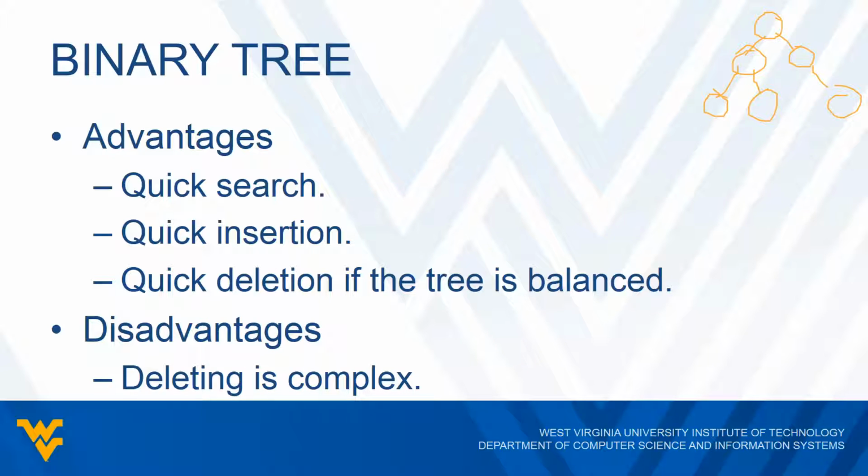Like in this particular example, let's say I delete the element right here, this one. So what happens to the two elements underneath it? So we need to move one up. So that gets a little bit tricky. So that's the one downside to binary trees.